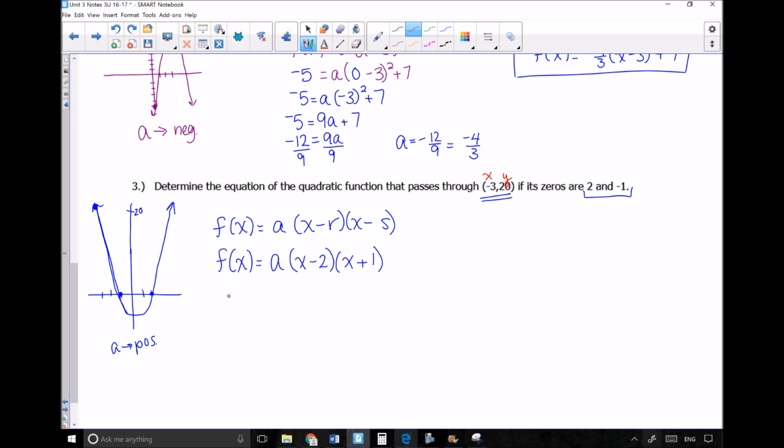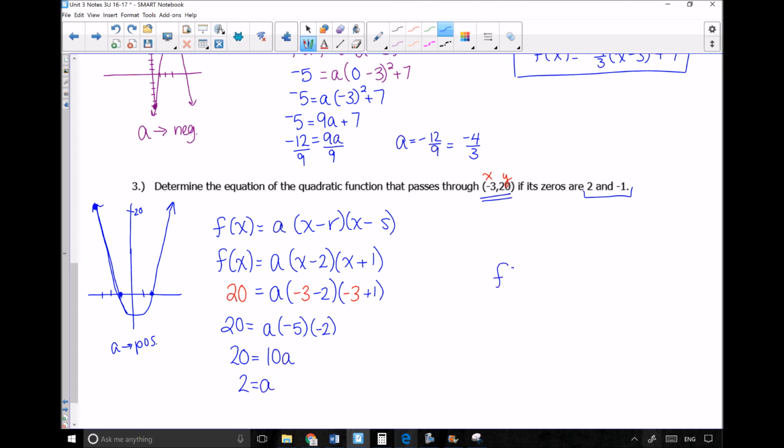All right, so now I can plug in my numbers here. So I'm going to plug in 20 for y. So I'm going to say 20 is equal to a, and then instead of x, I'm going to replace it with a -3. So I'll have (-3 minus 2). And then here again, instead of x, I'm going to replace it with -3, and then I'll have (-3 plus 1). So then I'm going to use order of operations to evaluate what I have here. So I'm going to leave this as 20 equals a, and then -3 minus 2 is -5, and -3 plus 1 is -2. So I get 20 equals -5 times -2 is 10, so 10a. Divide both sides by 10, I get 2 equals a.